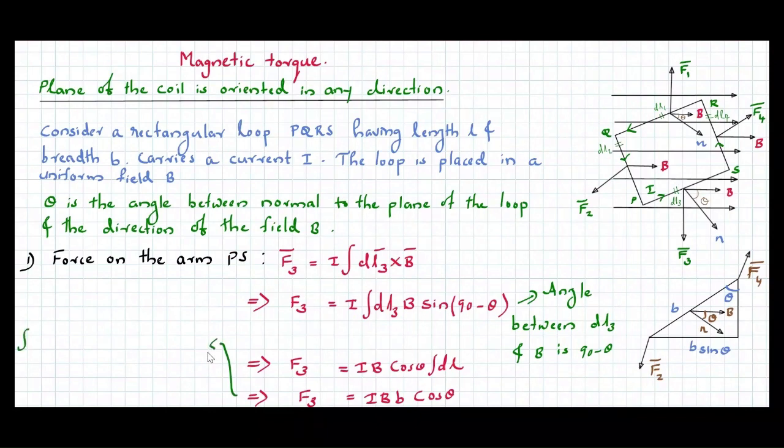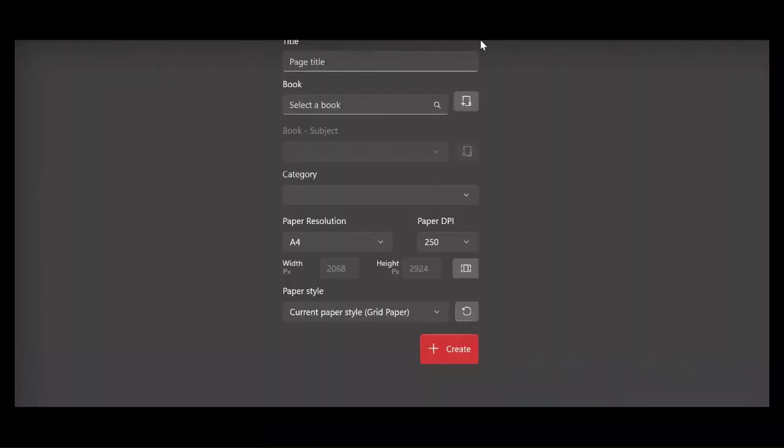Now, what is integral dl3? If you integrate a small element, you will get the distance PS. PS is actually the breadth of the coil. Therefore, integral dl3 is nothing but the breadth of the coil. Hence, F3 can be written as I B b cos theta, where b is the breadth of the coil.